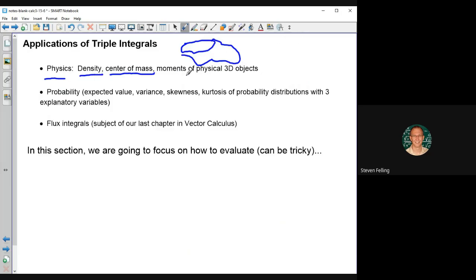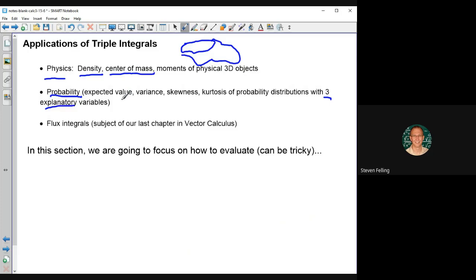We can calculate moments of physical 3D objects, like moments of inertia, or just the first moment, which allows us to calculate the center of mass. We talked about with two-dimensional integrals that we can calculate probability, like expected value, variance, skewness, kurtosis, things like that. And that's if you had probability related to two input variables. Well, now we can open this up to having three explanatory variables and then find the probability related to that.